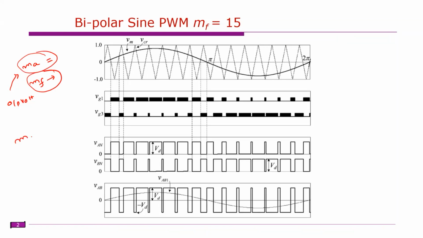How is MA defined? It is the modulating signal peak value divided by the carrier signal peak value. Whereas MF is the carrier signal frequency divided by the modulating signal frequency. FCR is the carrier signal frequency, and FM is the modulating signal frequency.